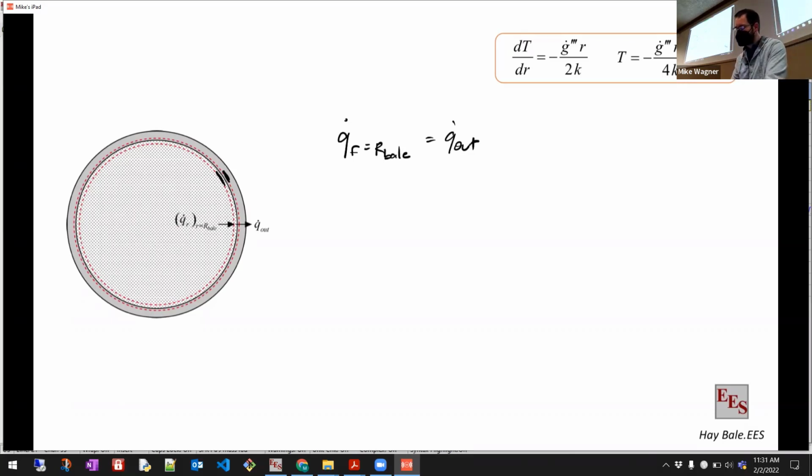Okay, first for conduction. So we just decided, right up here, dT/dr is this. So if we write out our rate equation for the left-hand side, that's going to be minus k 2 pi r times L times dT/dr, Fourier's law, right, conduction. This is all evaluated at r equals R bale, right?